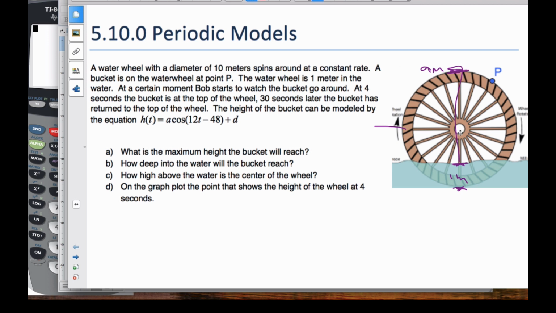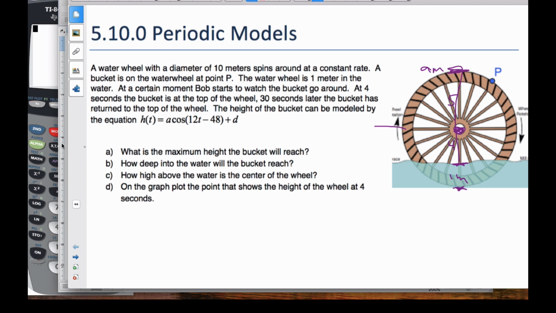To the center of the wheel then, well, that's got to be 5, and this has got to be 4, and this has to be 5 to the center of the wheel. Okay, so there's a little bit of perspective of what's going on. Now, it says Bob starts to watch the bucket go around. So at 4 seconds, the bucket is at the top of the wheel.